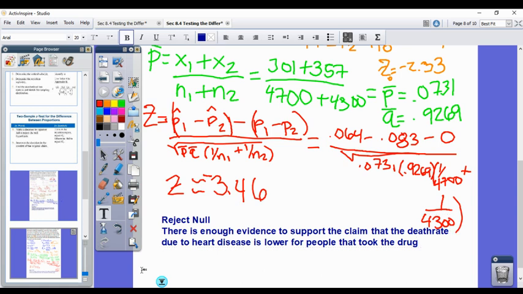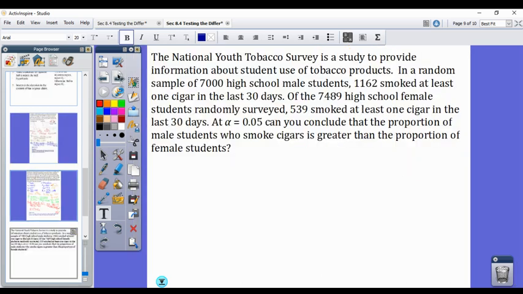Okay, so the next thing that we're going to do is learn how to do all of this in our calculator. Yay! Okay, so our calculator steps. First you're going to hit stat, then go to tests, and then go to prop Z test, because that's a Z.